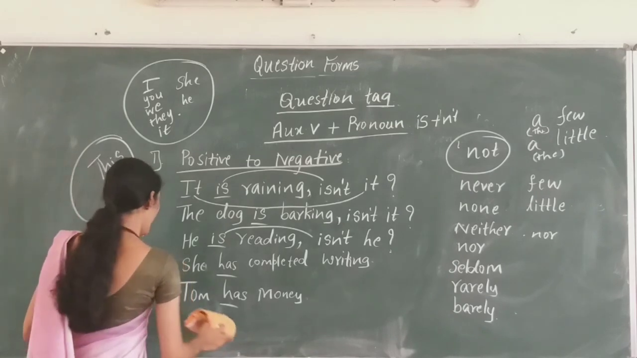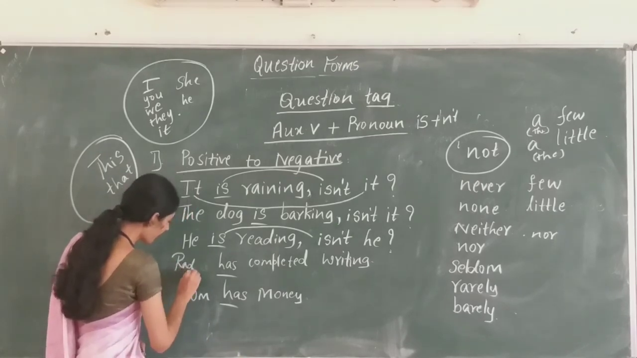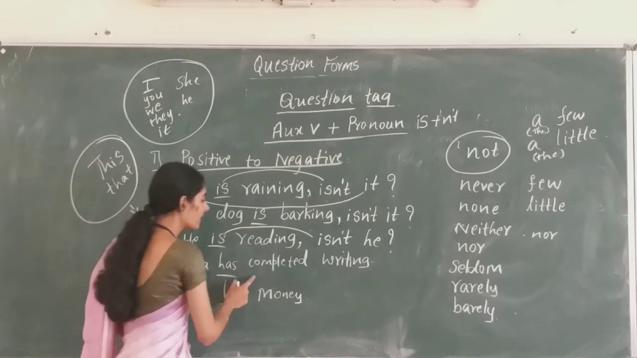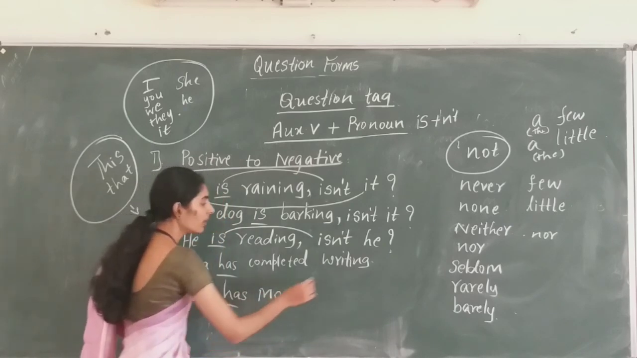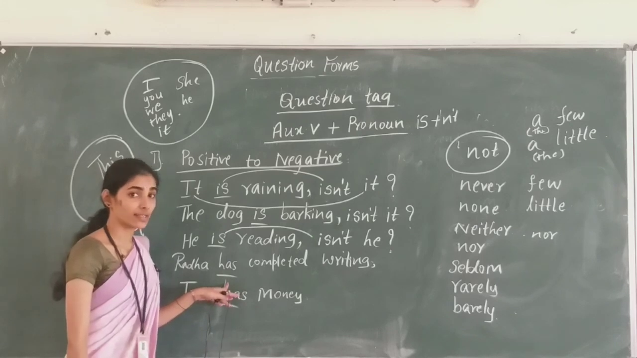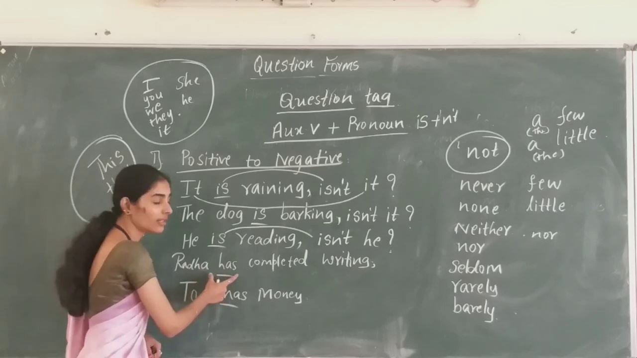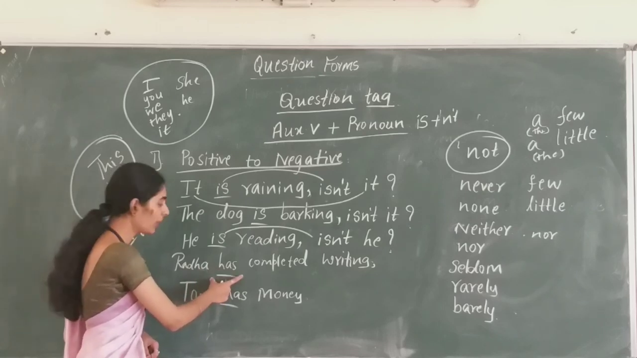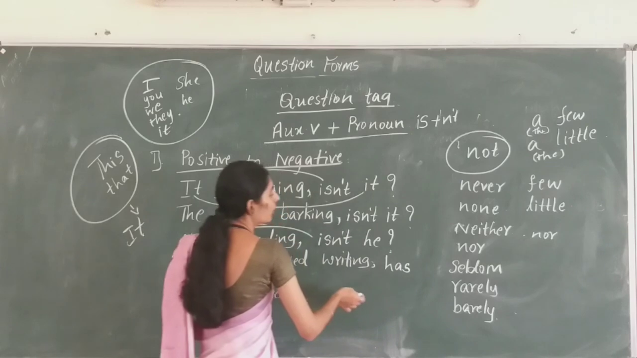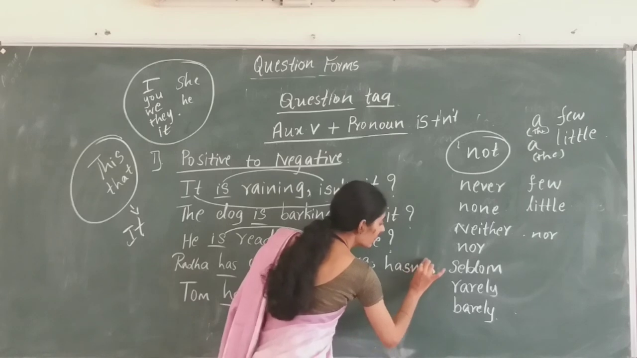Now, I'll rub this pronoun and write Radha. This is the proper noun. Radha has completed writing. So now, which is the verb here? Has. So remember, what did I tell you? Yes. Now, "has" is a has or have form, a helping verb. Now, you have to take "has" here. The same follows even here. We have to add n't to has. So it becomes hasn't.